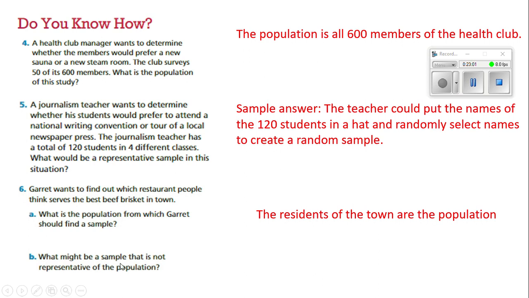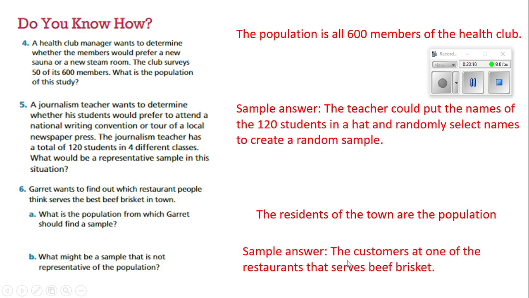What might be a sample that is not representative of the population? Well, what if you went into one of those restaurants and just picked one of the customers there? Well, that customer at one of the restaurants that serves beef briskets is not going to be a good representative of the population. They've already kind of decided which one they want to go to. You definitely want to pick people outside of the restaurant because you have no idea if they go there or not.